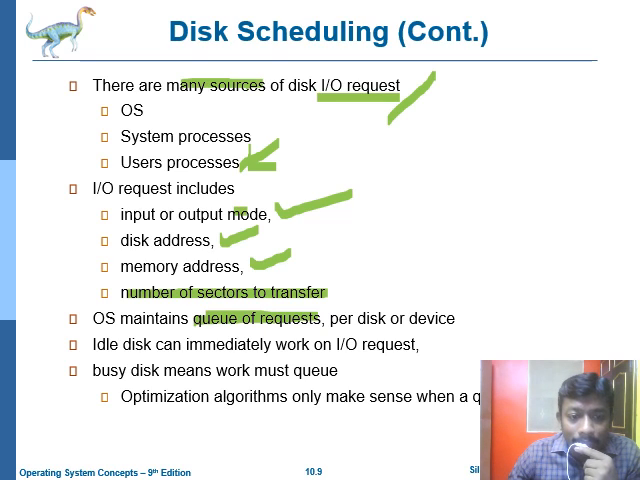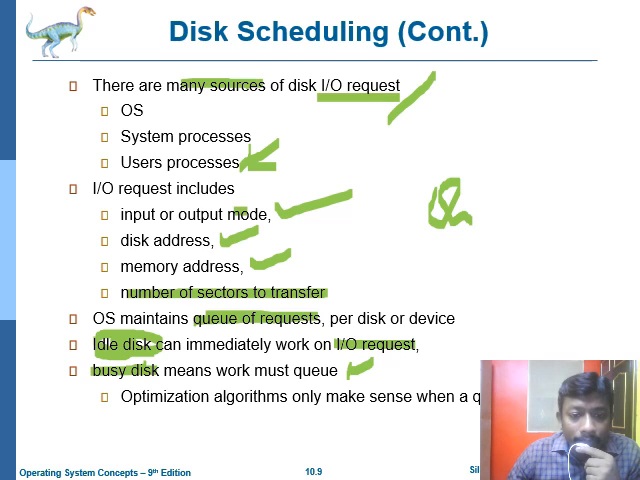If you are considering an ideal disk, then it can immediately work on the input output request, whether it comes from the OS, from a system process, or from a user process. If the disk is idle, it can immediately work on the input output request. But if a disk is very busy, then we have to put the input output request in a queue.